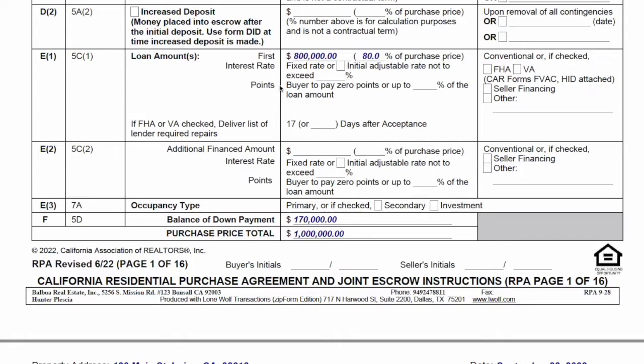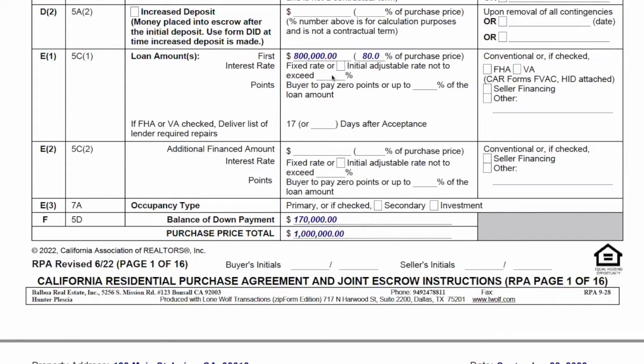Loan amount. Now, we're pretending to do an 80% loan to value, which is $800,000 of our $1 million purchase price. So that automatically calculates 80% LTV. By default, conventional financing. Now, if this is an FHA or VA loan, we're going to check those boxes there.